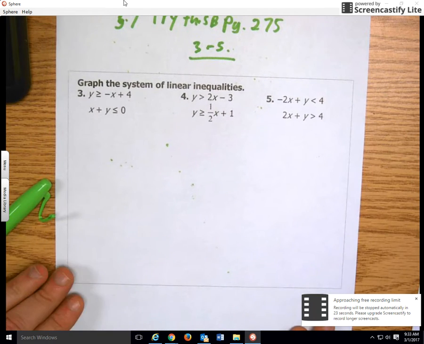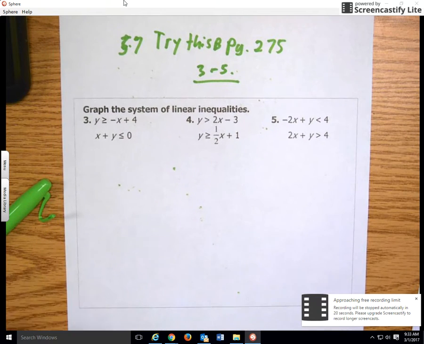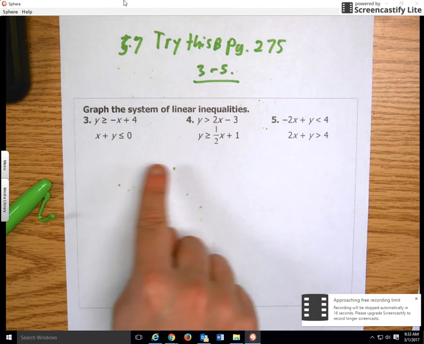Go ahead and try it on your own. Write this in your notes. If you need to rewatch the video, you can. In your journals, try 3, 4, and 5.